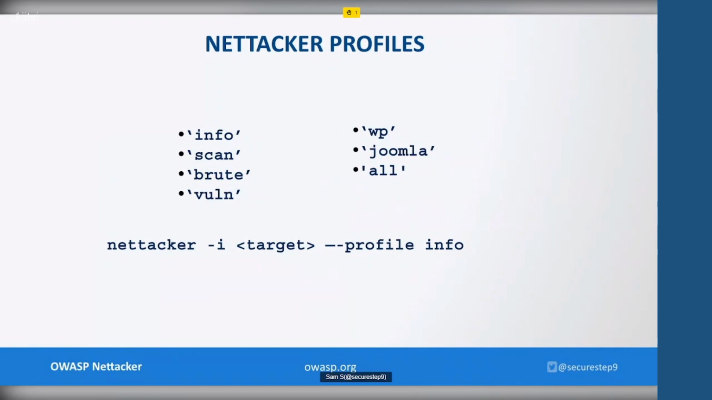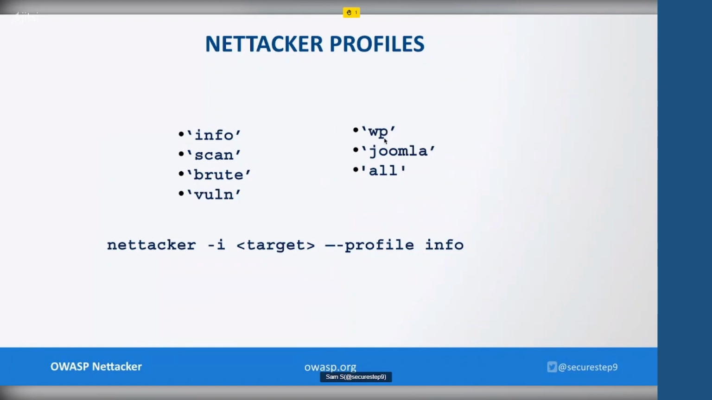So Nettracker has profiles, which are these bundles of modules that you can run together. So by default, these are the profiles which are available. There's info, which only runs the information gathering modules. Scan will run all the scanning modules. Brute will run all the brute forcing modules. Vuln will run all the vulnerability scanning modules.